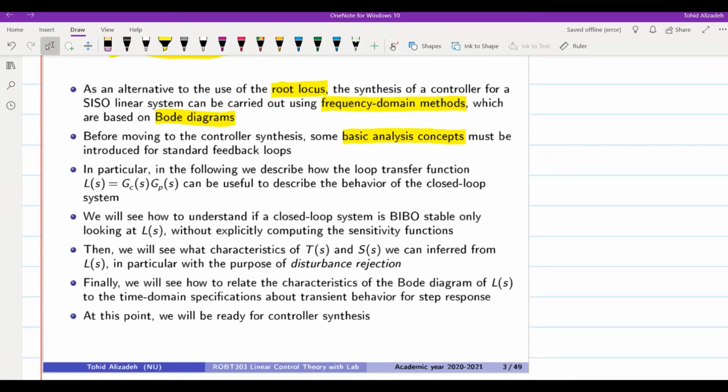In the coming slides, we will see how the loop transfer function L(s), which is the multiplication of Gc and Gp, can be useful in order to describe the behavior of the closed loop system. So we will consider the loop transfer function L(s), and we will describe the behavior of the closed loop system. And then later we will see if we want to have a desirable closed loop behavior, we can change the loop transfer function in a desired way.